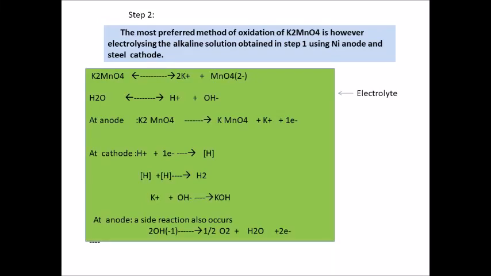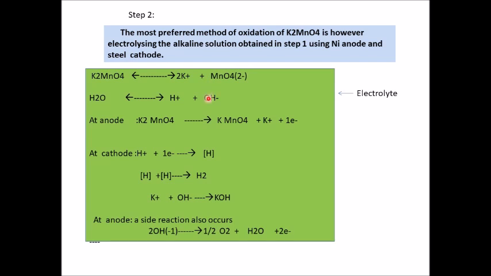Now after we have obtained K2MnO4 from the above reactions, that is MnO2 reacted with KOH and oxygen or KClO3 or KNO3, we are now going to convert K2MnO4 into KMnO4. The best method is by electrolysis of the alkaline solution obtained in the above step.